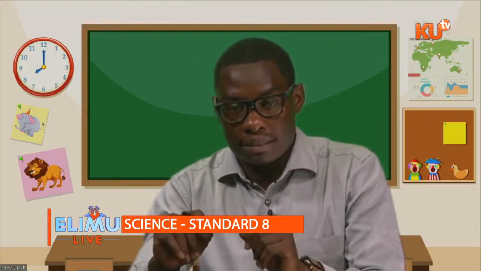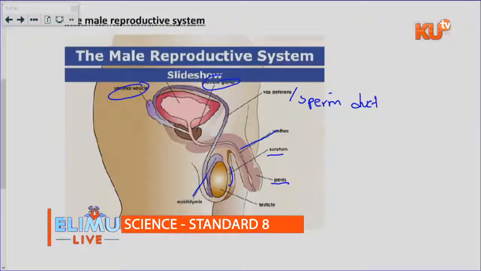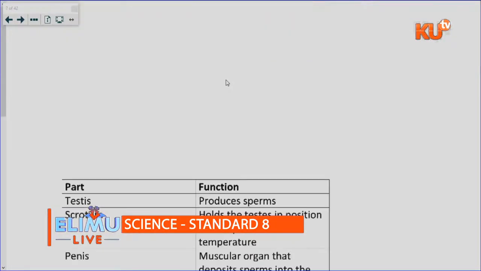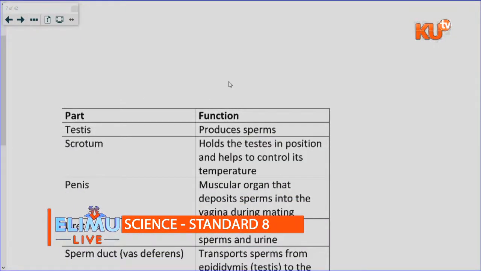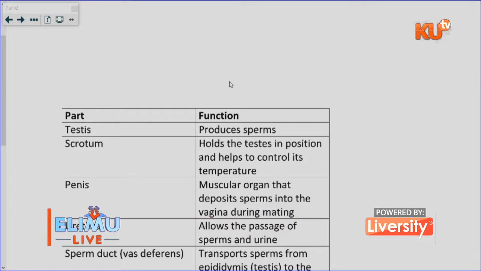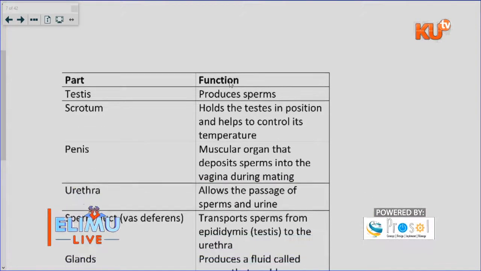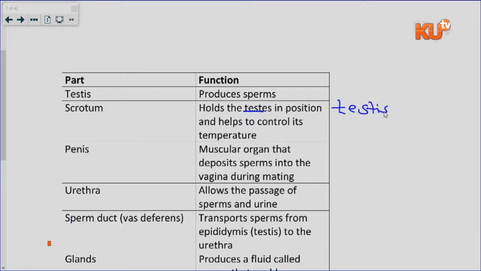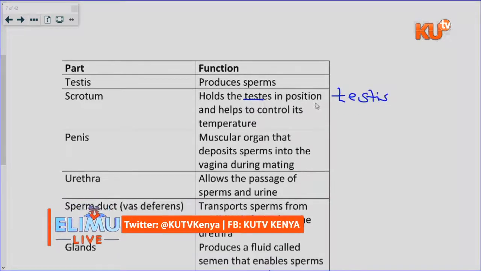These parts have different functions. Let's look at the different functions of the male reproductive system. So we have the testis, the first one, and the function of the testis is to produce the sperms. We also have the scrotum, and the function of the scrotum is to hold the testes. This is the plural of testis. In singular it is written like that. So it holds the testes in position and helps to control their temperature.